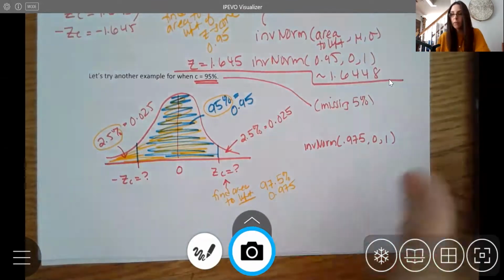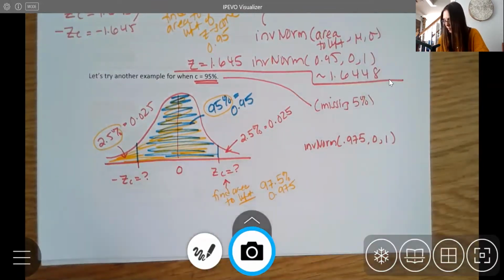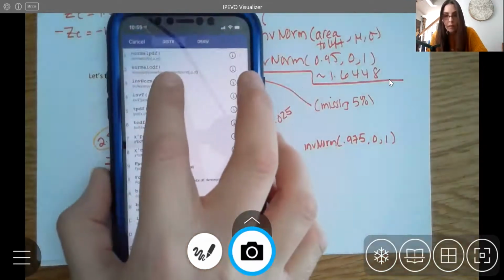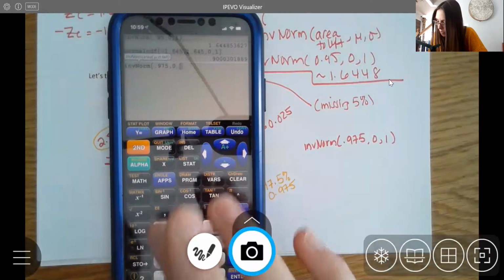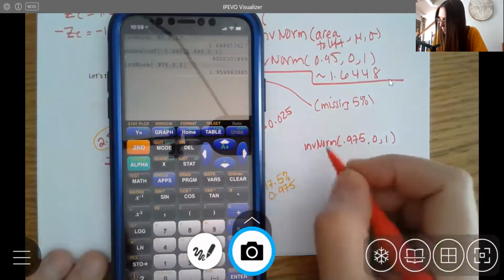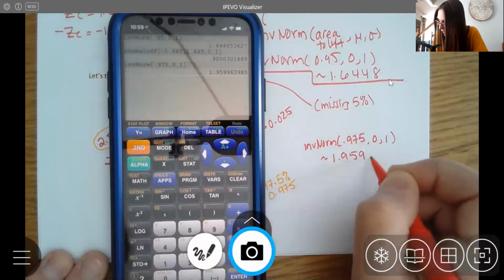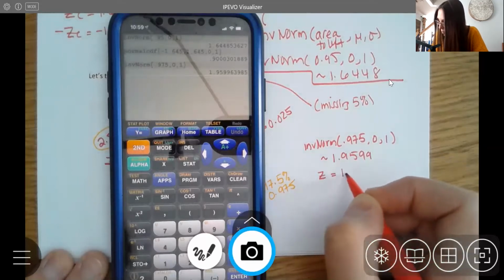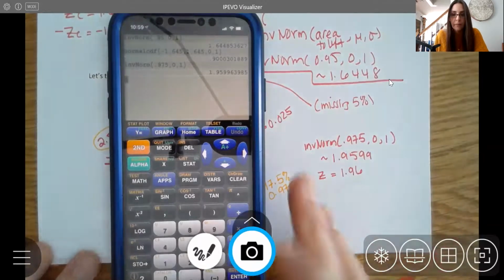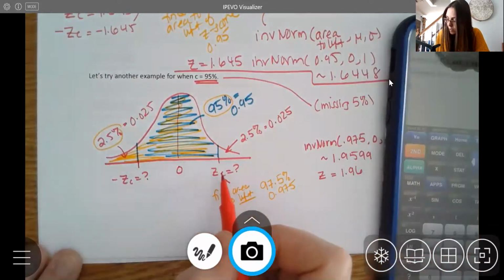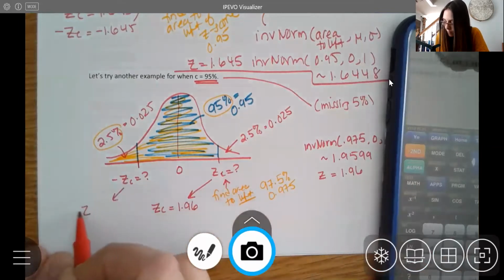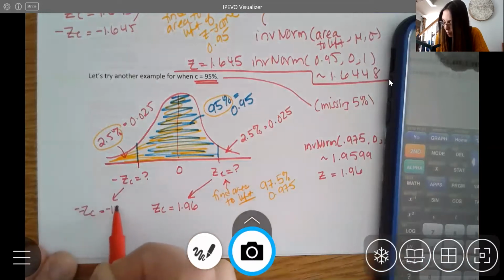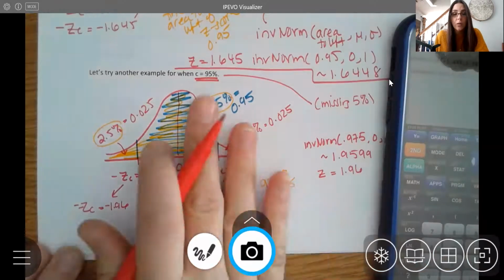So I'm going to type in my inverse norm function again. Let's see, inverse norm. My area to the left is 0.975. My mean here is 0, and my standard deviation is 1. And I get about 1.9599. So this z value is about 1.96. So this one is 1.96, and then this one is going to be negative 1.96. Those are our critical values for this region.